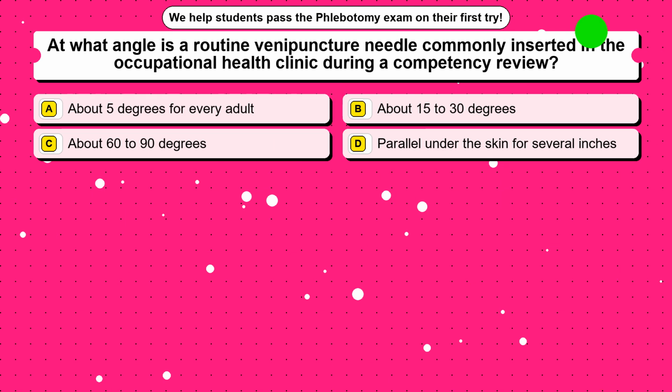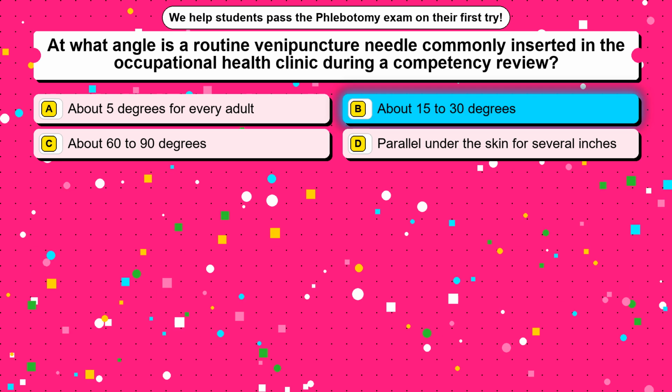Question 17. At what angle is a routine venipuncture needle commonly inserted in the occupational health clinic during a competency review? Option A. About 5 degrees for every adult. Option B. About 15 to 30 degrees. Option C. About 60 to 90 degrees. Option D. Parallel under the skin for several inches.